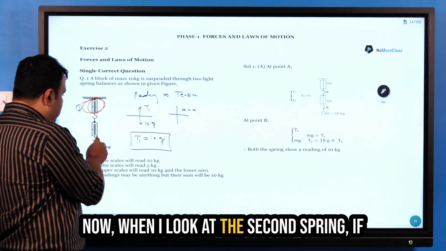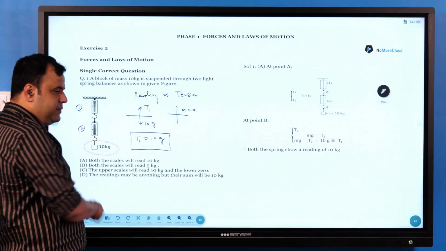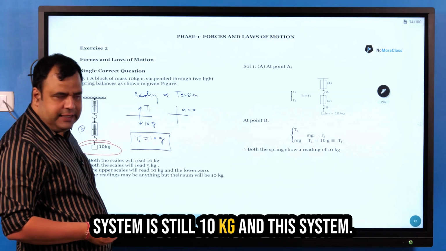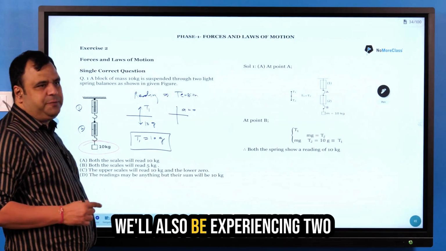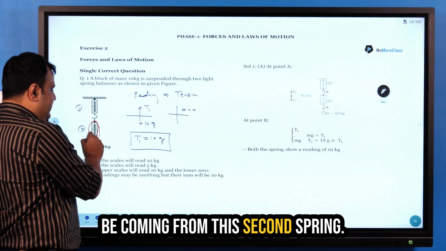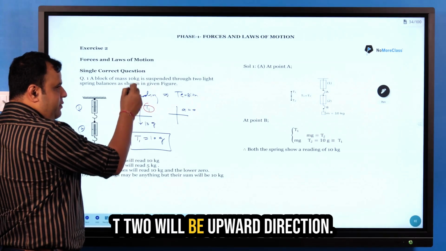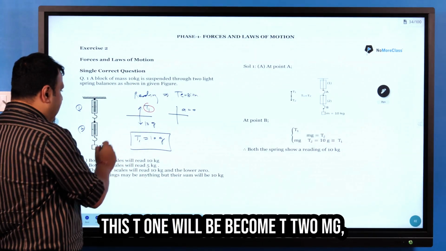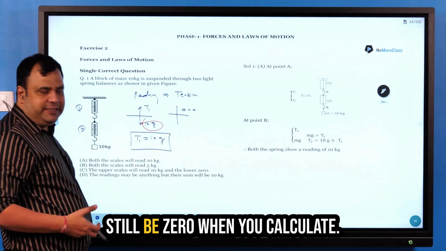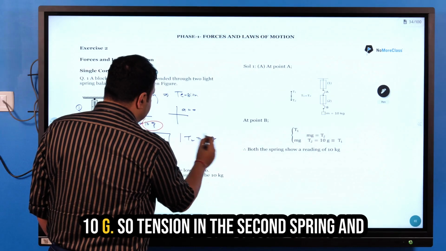Now, when I look at the second spring, I have to make this as a system. But if you make this as a system, the mass of the system is still 10 kg. And this system will also be experiencing two forces, mg downward and tension upward. But this time the tension will be coming from the second spring. So in the FBD, T2 will be in the upward direction, mg will be acting downward, which will be the same 10g, and acceleration will still be 0. When you calculate, T2 will also come out to be 10g.